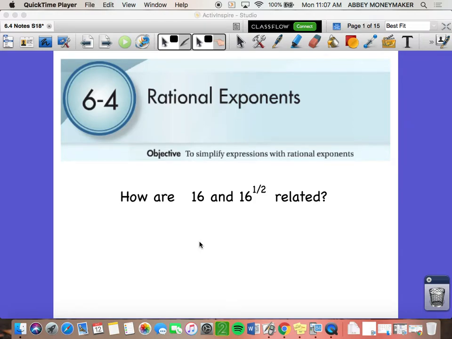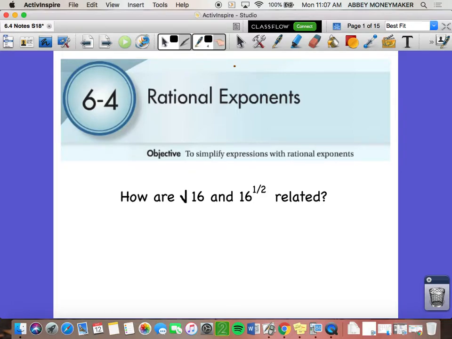Hey y'all, we're going to talk about rational exponents today. So this whole time we have been talking about radicals and we haven't really talked about an exponent. And so in this lesson today we're going to talk about how you can rewrite radicals as a form of an exponent.